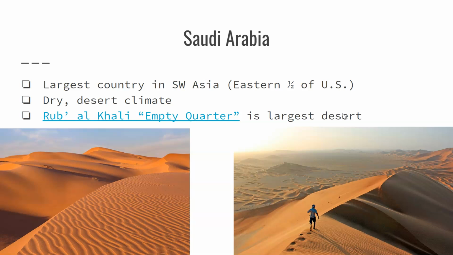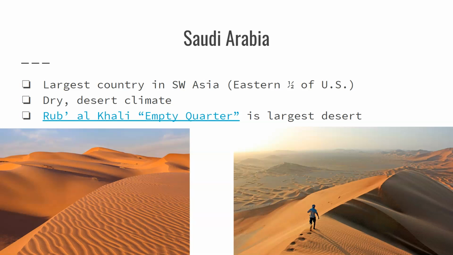All right, Saudi Arabia, like we mentioned, is the largest country in Southwest Asia. For my U.S. listeners, it's roughly half the size of the eastern half of the United States. So it's a pretty large nation and certainly one with a lot of wealth, and we'll talk about that in a little bit. It's a pretty dry, arid climate. Certainly desert is going to make up at least the majority of the climate here.